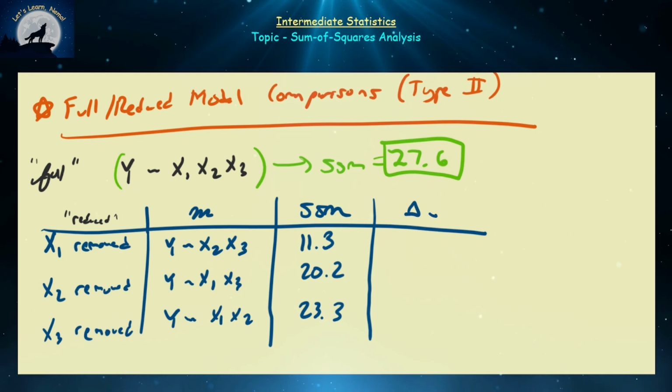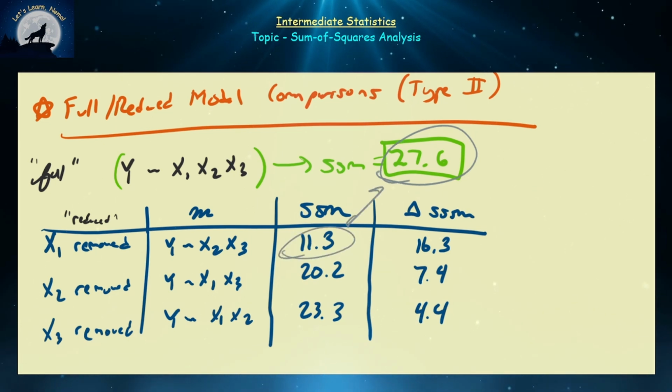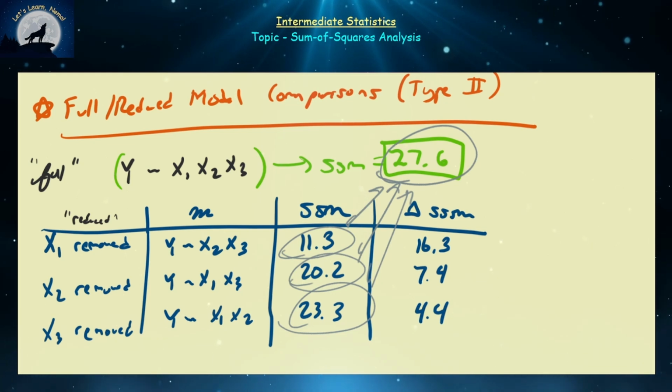And then we can calculate the change in SSM, and one can find this is going to be equal to 16.3, 7.4, and 4.4, respectively. Right? And keep in mind, when we're looking at the percentage change, we're looking at what our SSM is with respect to the full model, what our SSM is with respect to the full, and what our SSM is, again, with respect to the full. So we can then look at our percentage change.